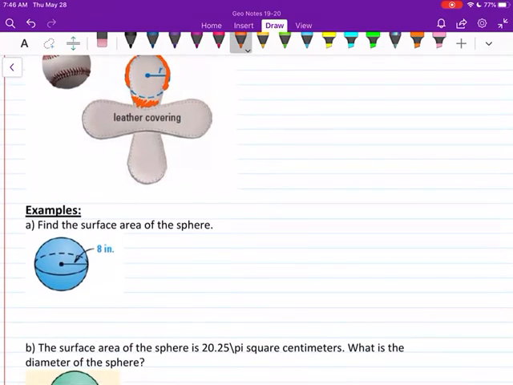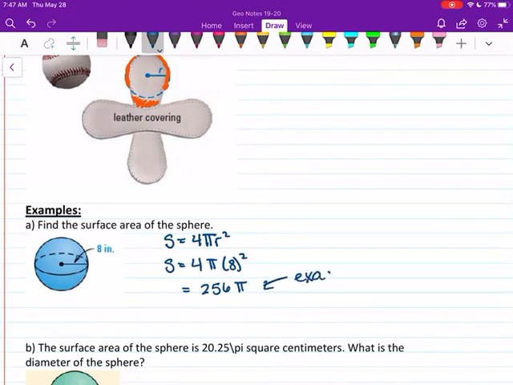All right, example. Find the surface area of the sphere. Our sphere here has a radius of 8 inches. Let me find my calculator. There it is. We'll start with our formula, 4 pi r squared. So surface area equals 4 times pi times 8 squared. 64 times 4 is 256. So I get 256 pi, which is my exact answer, because it contains all of the decimals. And then when I plug it in to get an approximation, remember to use your pi button.